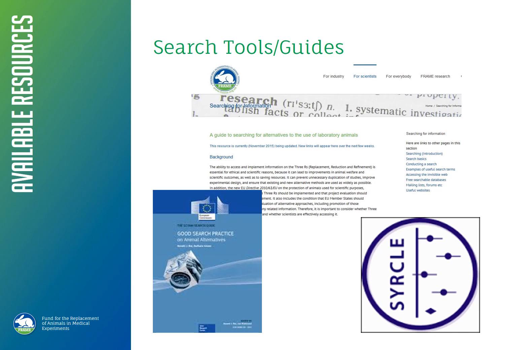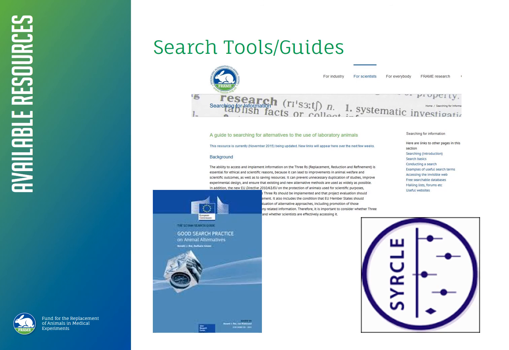There are several tools and guidelines available to help you conduct an effective search. The references for these can be found at the end of the presentation. A lot of this presentation is based on information found in the online Frame Searching for Information resource. In addition to this, the Good Search Practice on Animal Alternatives Guide produced by ECFAM is available to order as a hard copy for free from the European Commission website or can be downloaded.